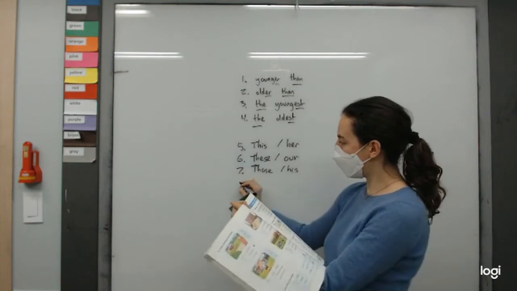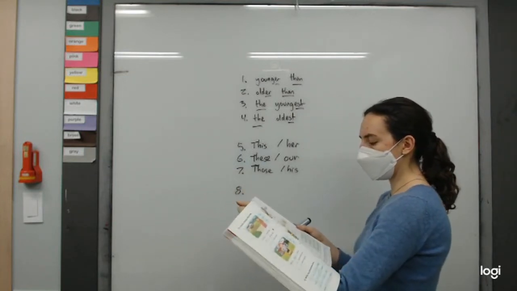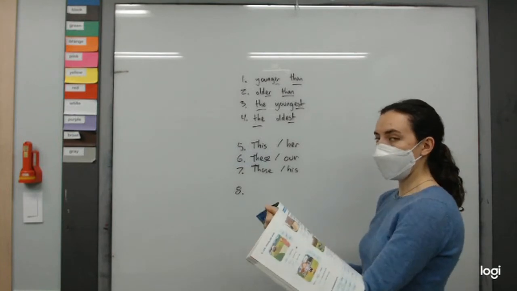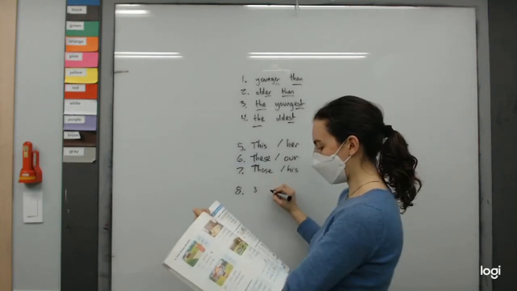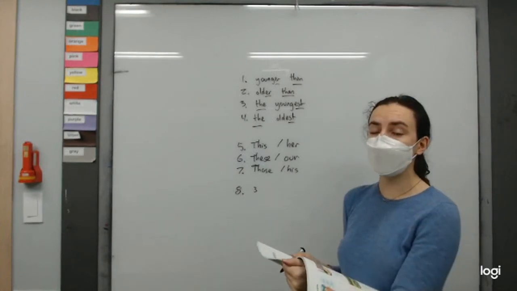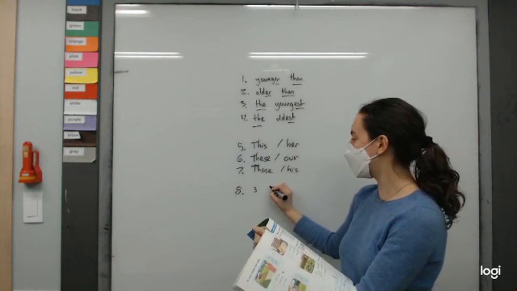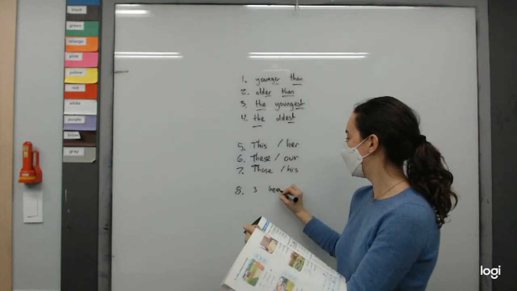Next part, number 8, find the mistake. Betty has a beautifully smile. Okay, the mistake is number 3. Beautifully is an adverb. We are talking about smile, a noun. For nouns, we don't use adverbs, we use adjectives. So you can say beautiful.